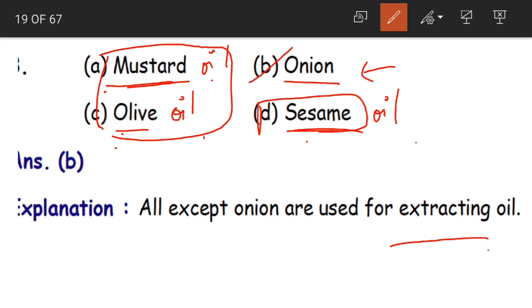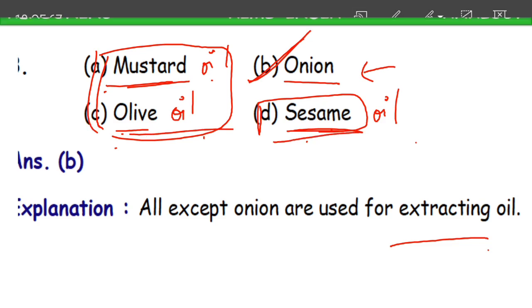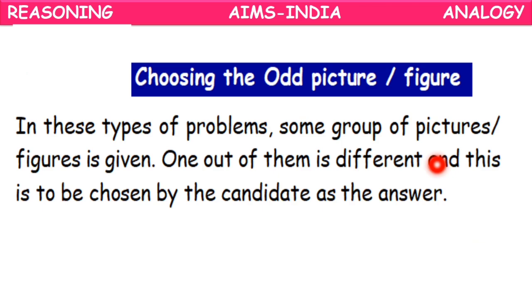These 3 are used to extract oil, whereas the main purpose of onion is not to extract oil. What do we use onion for? We use onion for eating in dishes, or we eat it raw. Yes, children? So onion will be the odd one out here. Why? Because the other three are used for extracting oil, whereas onion is not used for extracting oil.